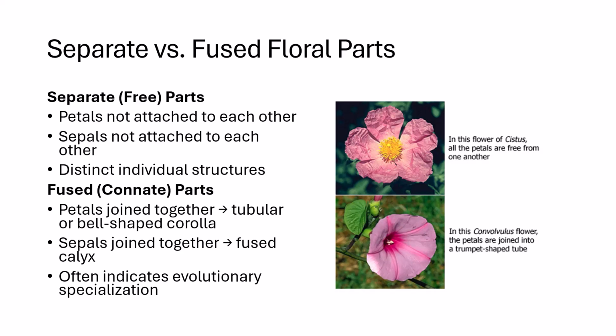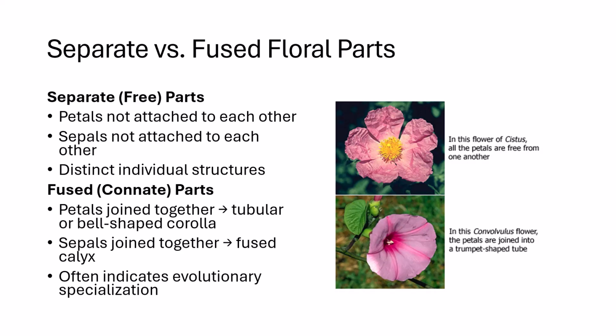When you're observing flowers, one of the first structural features to look for is whether the petals and sepals are separate or fused. If the petals are separate, each one is distinct and individually attached to the receptacle. You can clearly see where one ends and the next begins. If they are fused, they are joined together at least at the base. Sometimes they form a tube, a funnel shape, or a bell shape. This is common in many advanced Eudicot flowers.